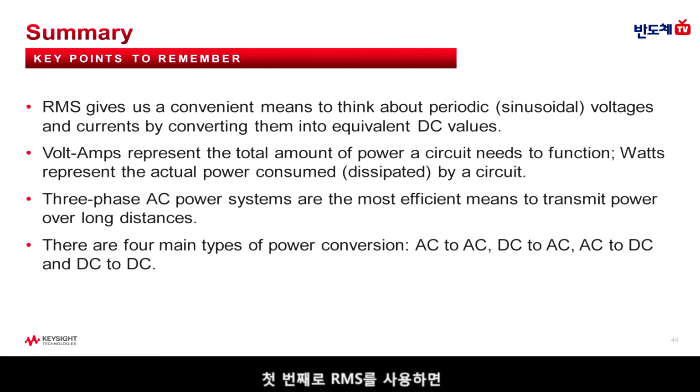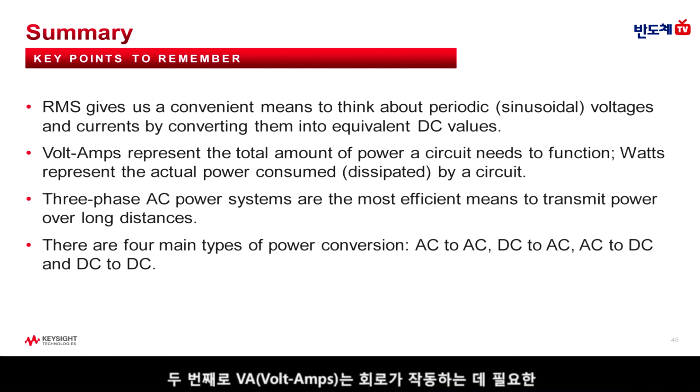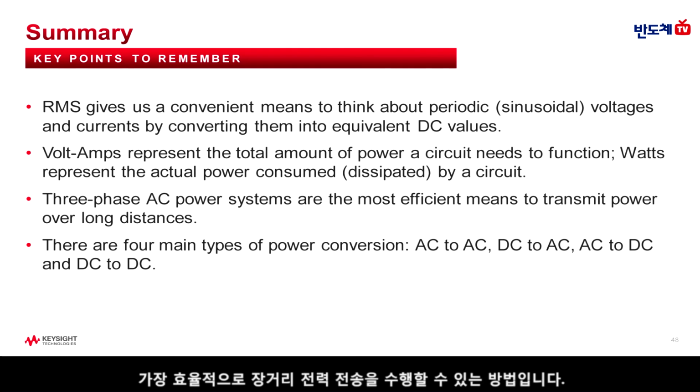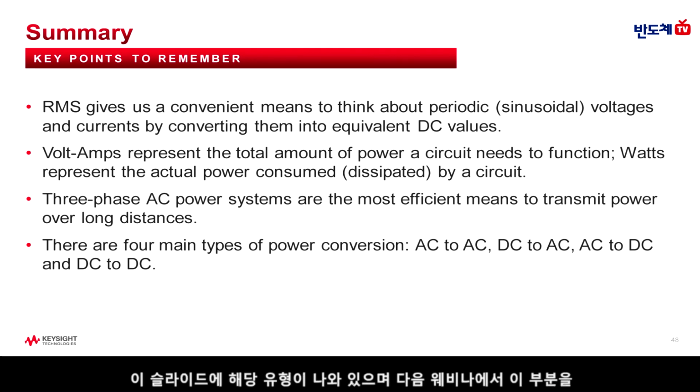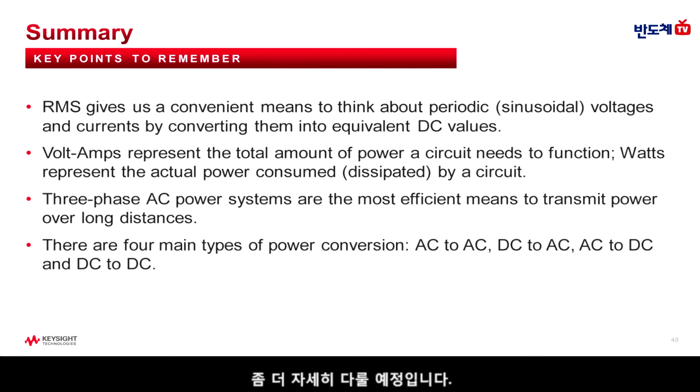Again, the first one is that RMS gives us a convenient means to think about periodic sinusoidal voltages and currents, that is, by converting them into their equivalent DC values. The second one would be that voltamps represent the total amount of power a circuit needs to function, but watts represent the actual power consumed or dissipated by that circuit. The next point would be that three-phase AC power systems are the most efficient means to transmit power over long distances. And then lastly, just keep in mind that there's 4 main types of power conversion. They're listed here. And then, of course, we're going to talk about them in greater detail in subsequent webinars.